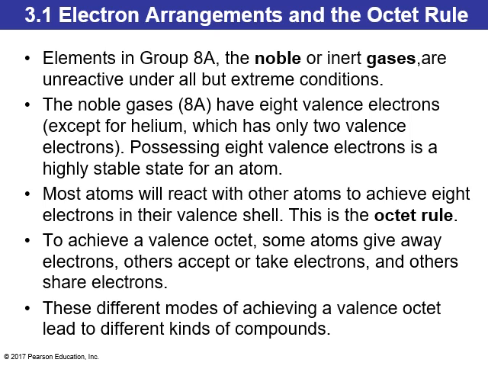Elements in group 8A are our noble gases, are unreactive, they're inert. So they don't react under all but extreme conditions. And this is because they have that full valence shell of electrons. Most atoms are going to react in such a way to obtain that full outer shell of 8 electrons in their valence shell. This is what we call the octet rule. In order to do this, some atoms are going to give away electrons, others might accept electrons, and we're going to learn in just a second that even others can share electrons.